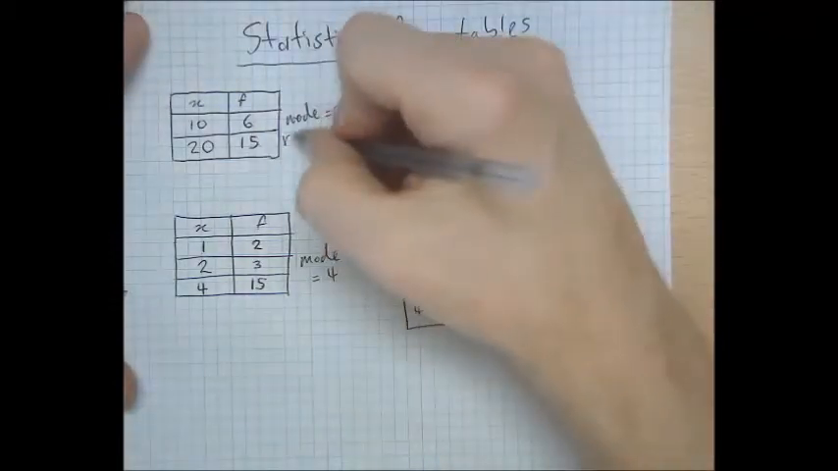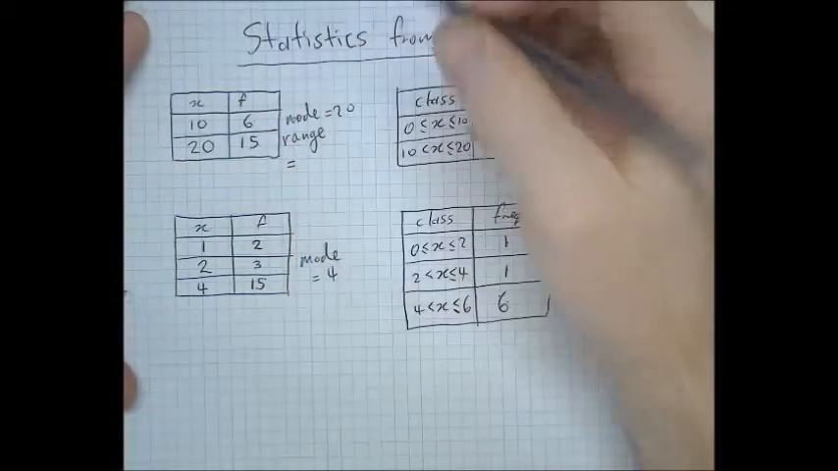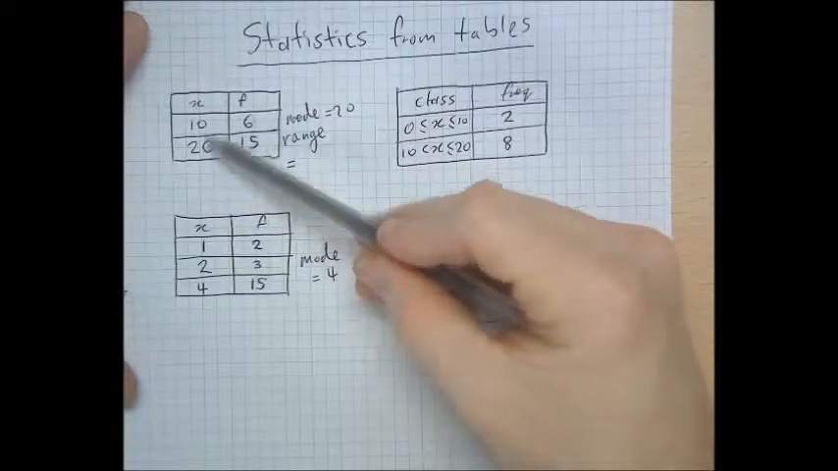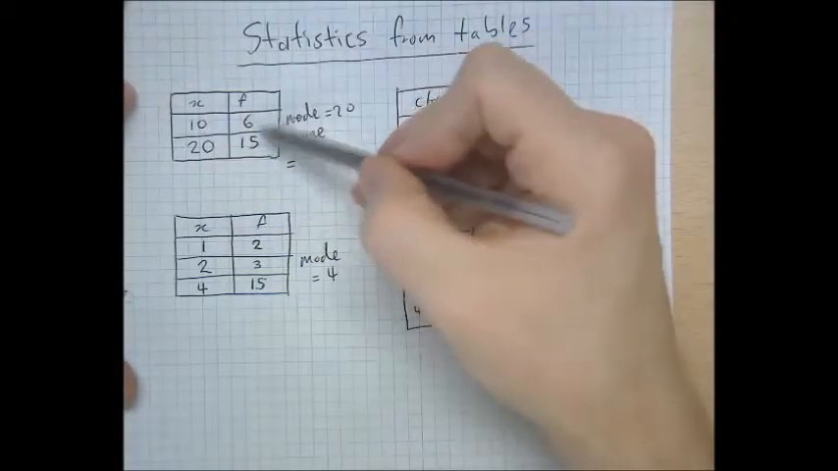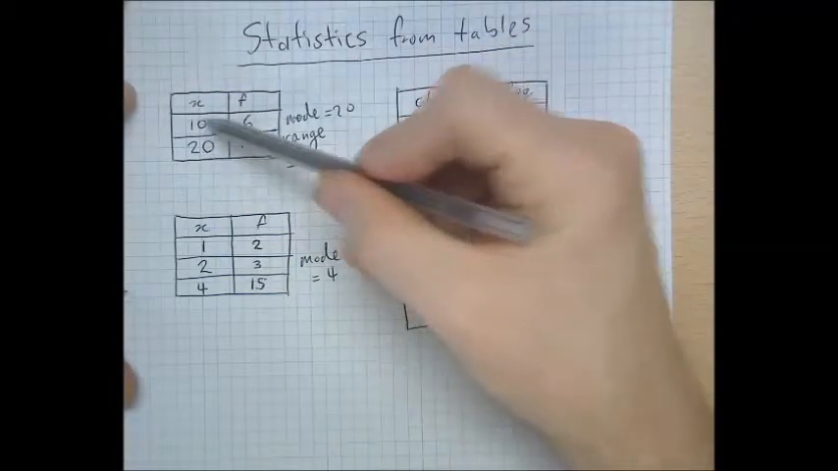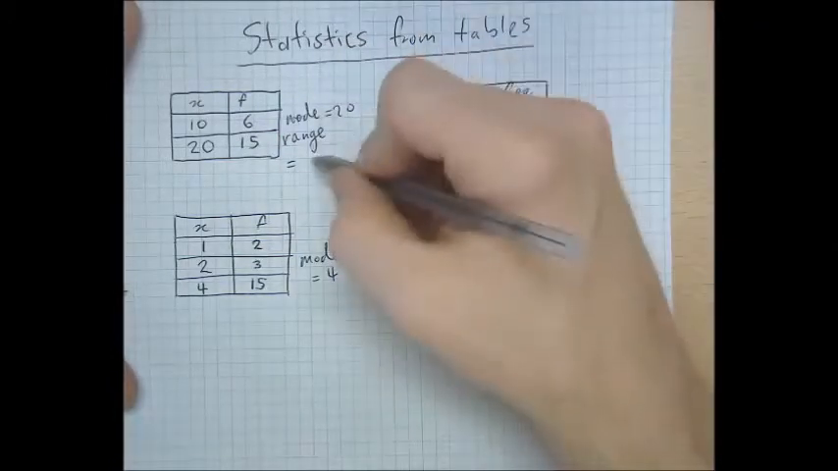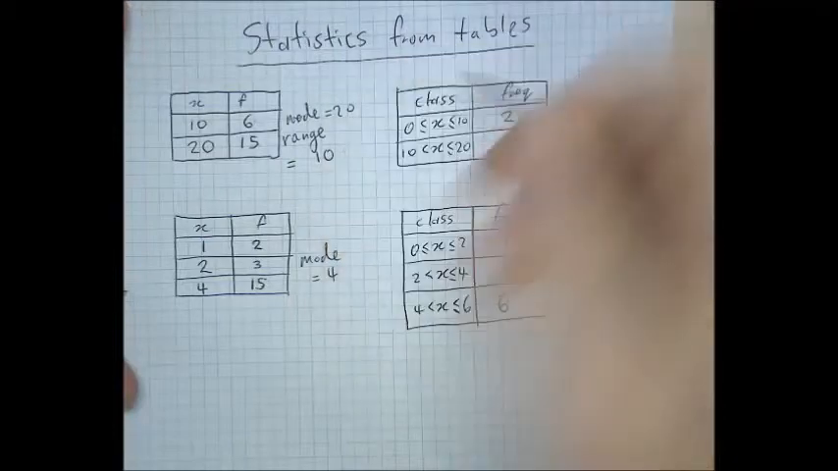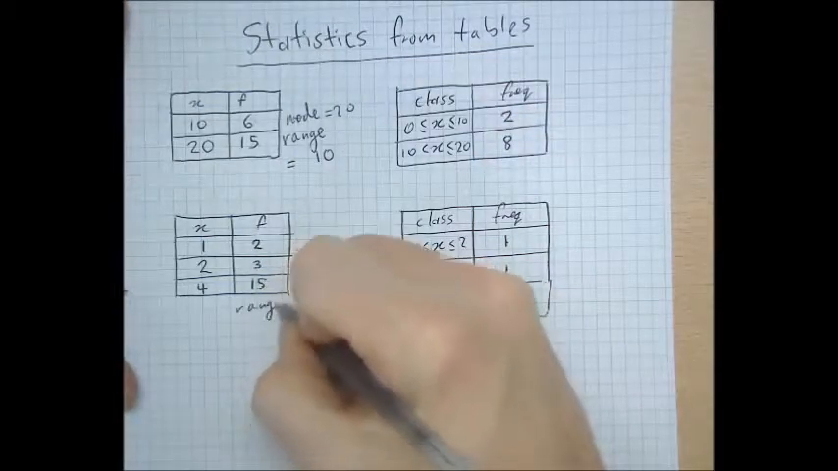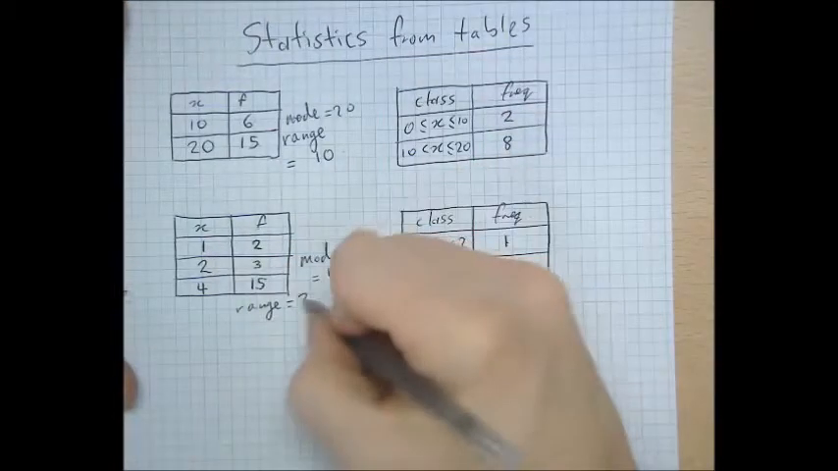What is the range? The range is the highest minus the lowest. The highest number is a 20, the lowest number is a 10. These are not numbers, these are just code for how many times these numbers would appear if you wrote the list out in full. So the range is 20 minus 10, that's 10. The range here is 4 minus 1, which is 3.